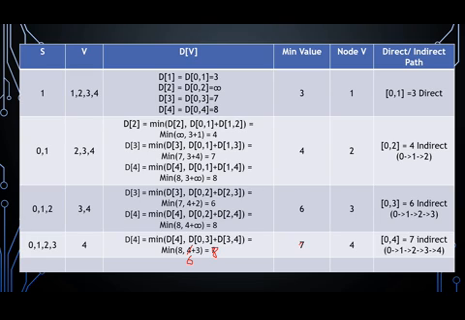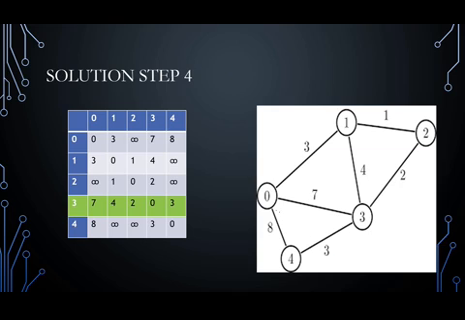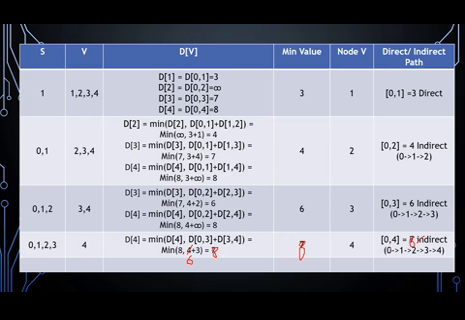So minimum value is 8. Because I get minimum value as 8, the path will be direct. 0 to 4, 0 to 4 direct path 8, right? So this is not required.